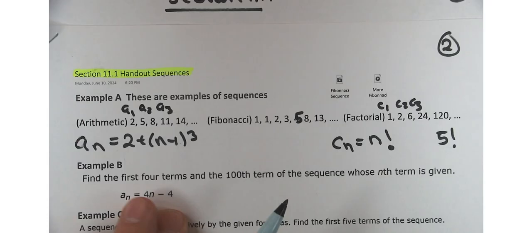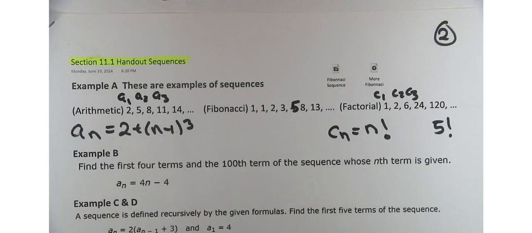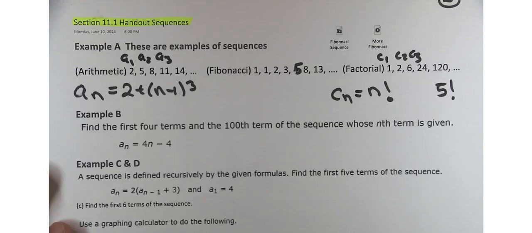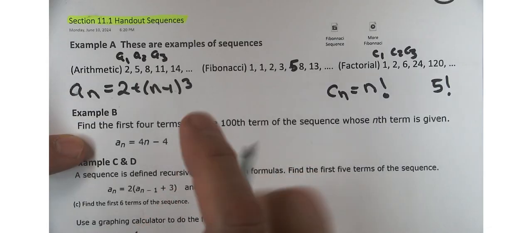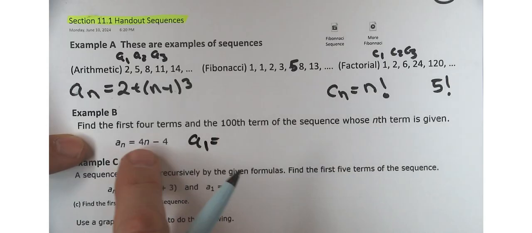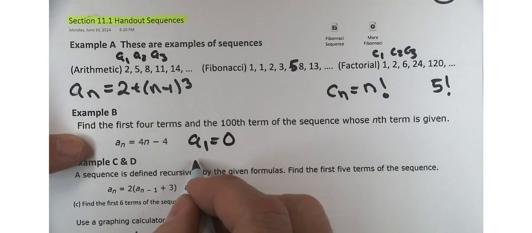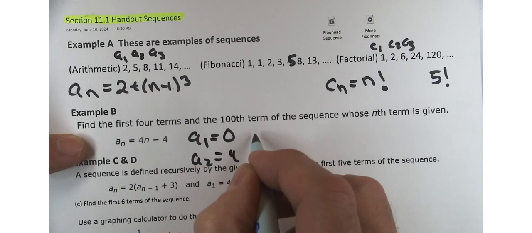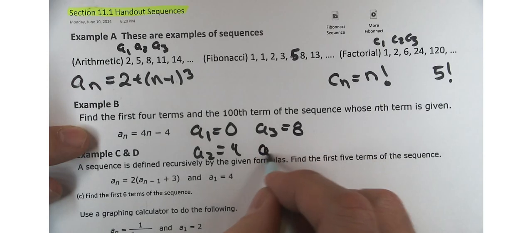Now, sometimes you'll have an explicit sequence, in which case you can just plug in the value of n and get the subsequent terms. So if I wanted the first 4 terms and then the 100th term, I can do that pretty easily. So to do that directly, you're just going to sub in the first 4 terms. A sub 1 would be 4 times 1 minus 4. That's going to be 0. A sub 2 is going to be 4. A sub 3 is going to be 8. A sub 4 is going to be 12.